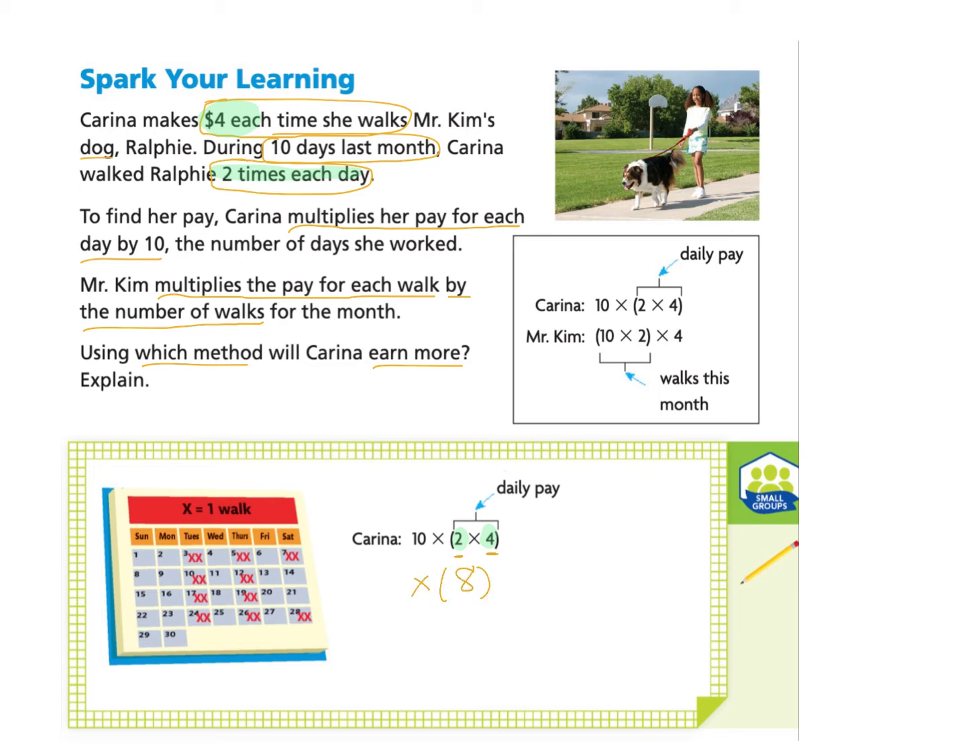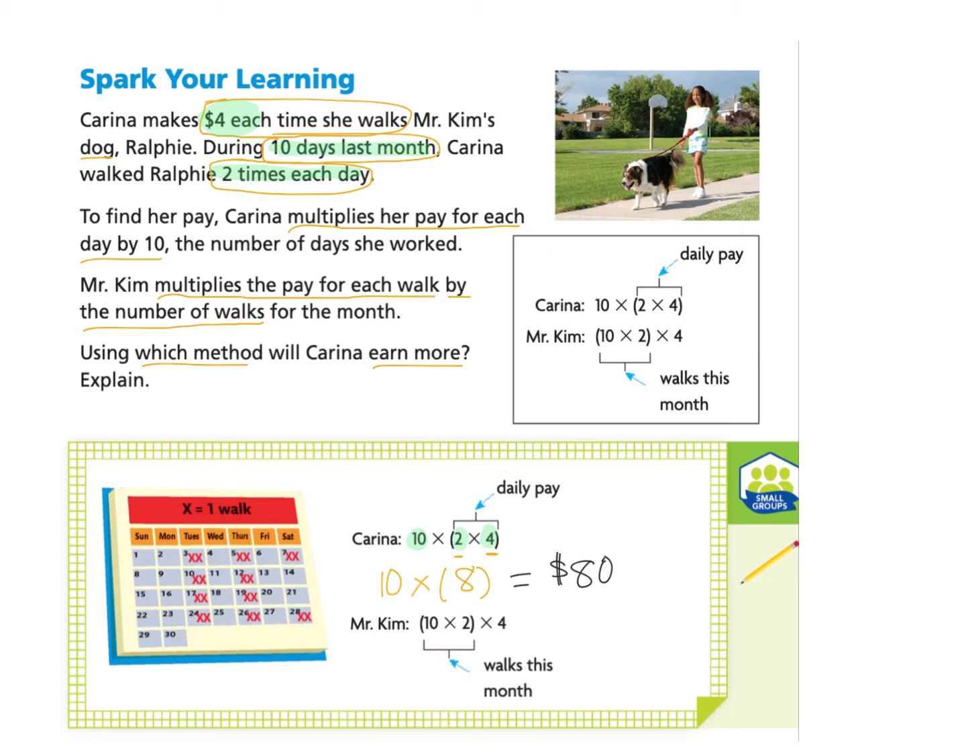And then she multiplied that by 10. And she multiplied that by 10 because it tells us that for 10 days she did this. So this number 10 represents the amount of days. So we have 10 times 8, which gives us $80. Let's try Mr. Kim's method.